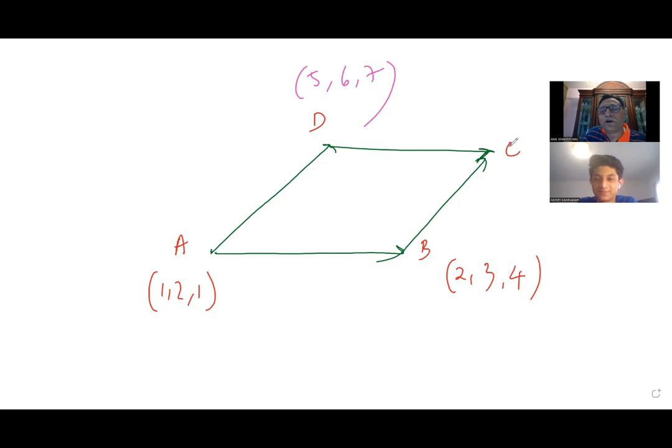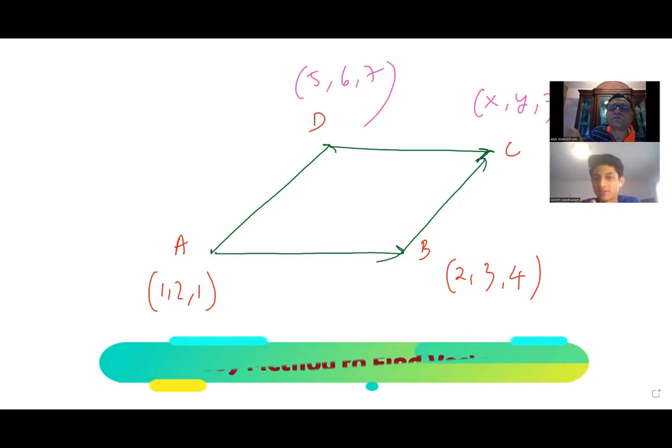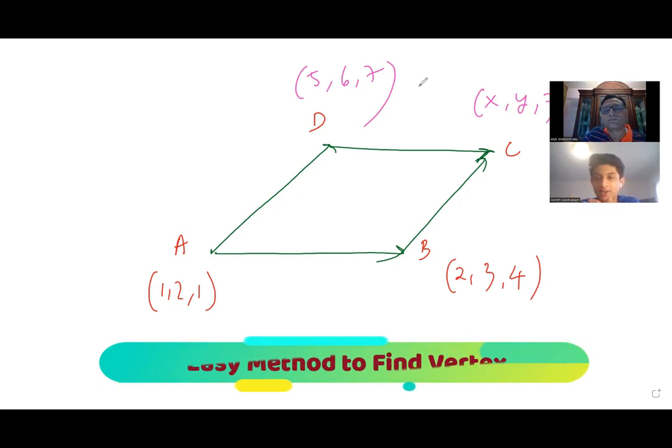Tell me, how will you find the coordinates of C? Right. So I labeled C to just be a general form of x, y, z. And then I chose the vector CD, and I know that it would be 5 minus x, 6 minus y and 7 minus z. And its magnitude would be equivalent to AB. So how I approached it is finding the magnitude of AB and then substituting it into the vector CD.